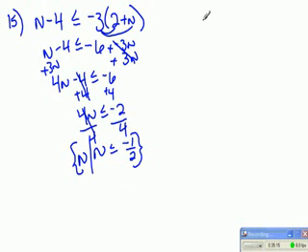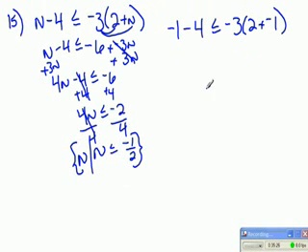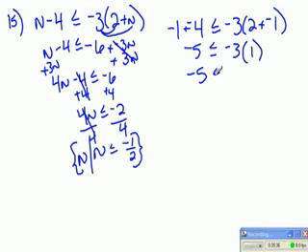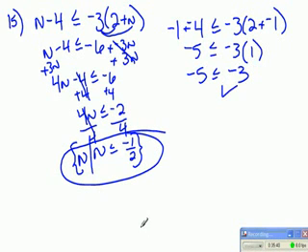I choose negative 1. So I replace all my n's with negative 1. So negative 1 minus 4 is less than or equal to negative 3 times 2 plus negative 1. That's going to give me negative 5 less than or equal to negative 3 times 2 plus negative 1 is 1. Negative 5 is less than or equal to negative 3. That's true. So my answer was right.